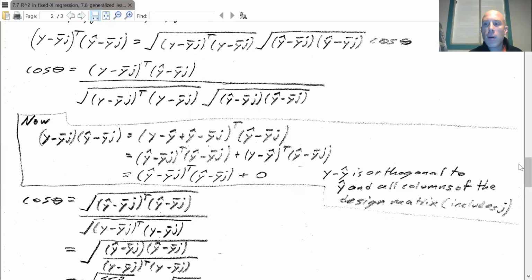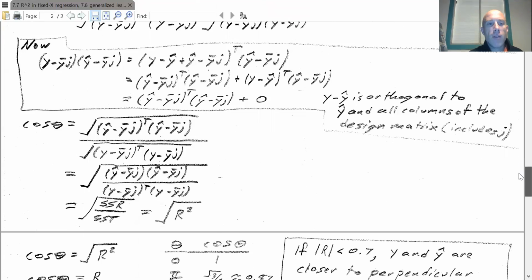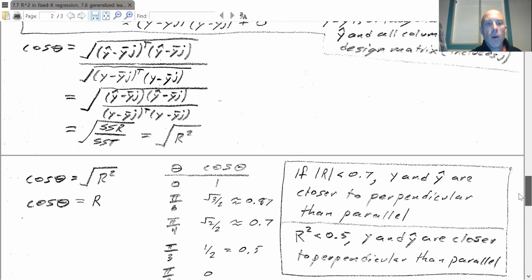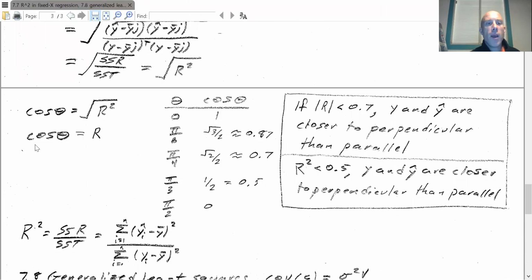Okay. So now I'll go ahead and rewrite the square root. Well, I recognize that this is sum of squares regression. That's sum of squares total. There should be a transpose right there. And so this is the square root of r squared. All right, this is good. This is interesting. Okay, so now we're going to go ahead and just say that cosine of theta is equal to r for this. Okay.